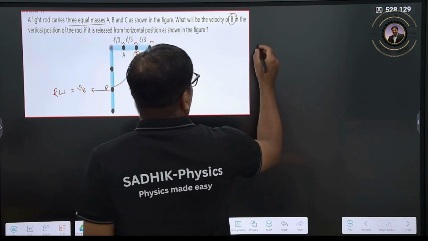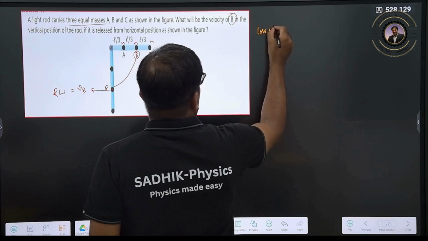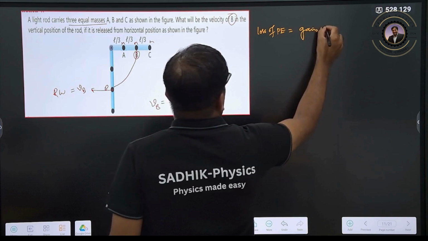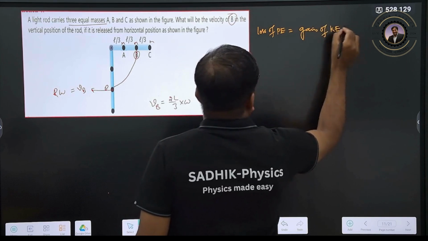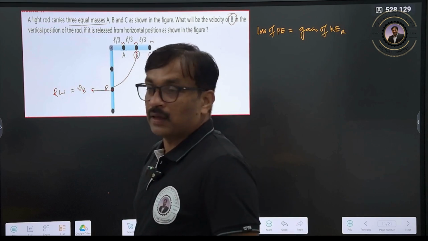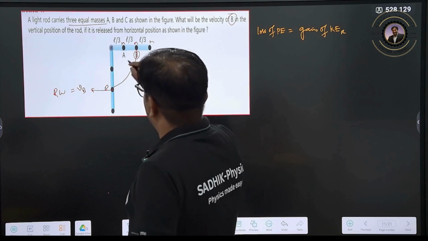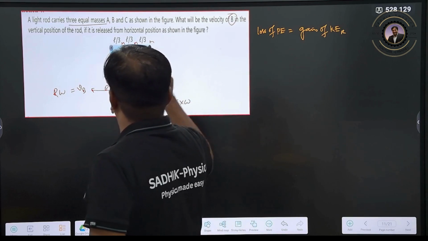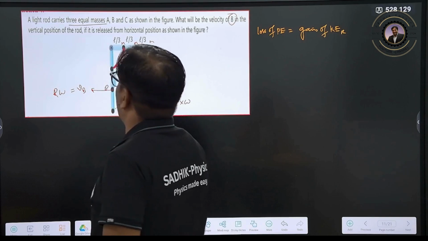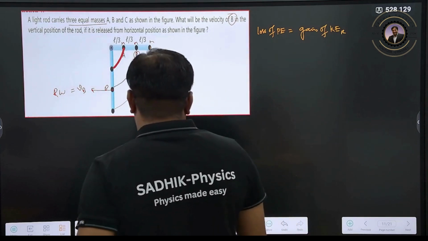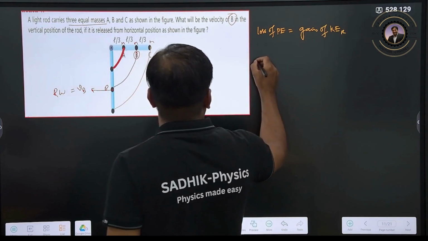So again, loss of potential energy will be equal to gain of kinetic energy due to rotation. Clear? So what is the loss of potential energy? This particle is having some loss here, no? This particle is also having some loss here. So these 3 particles have a loss of energy. What will be the loss of energy? First one, no?